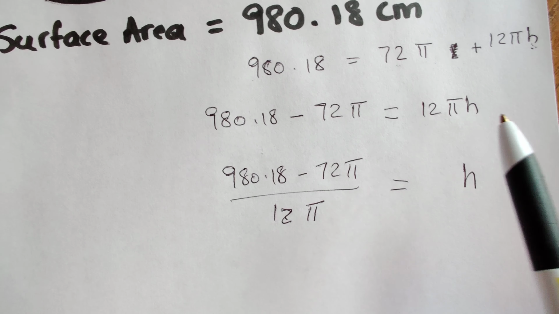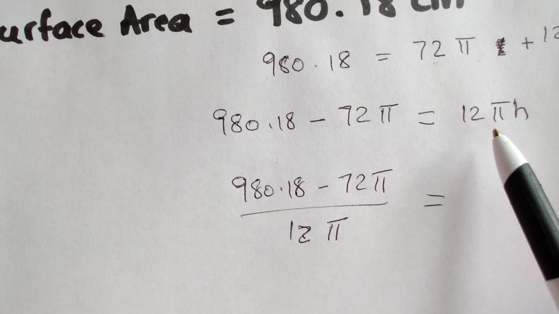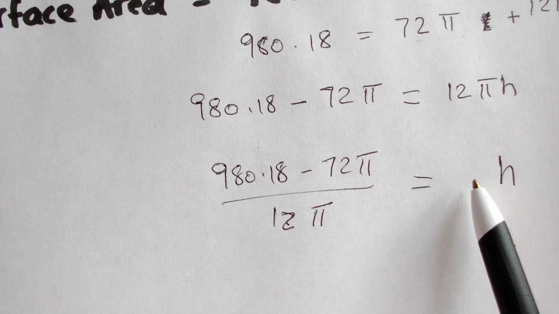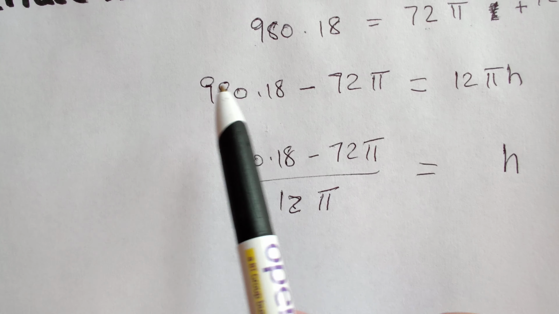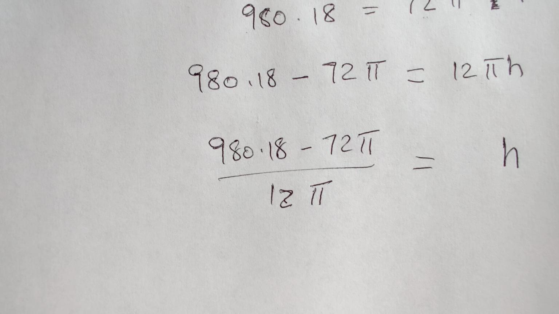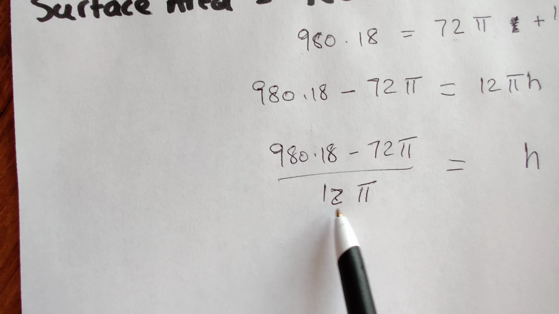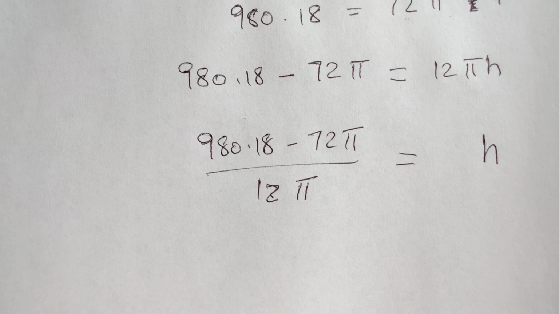So when we divided this by 12 pi, any number divided by itself is 1. So 12 pi divided by 12 pi is 1. That's why we're just left with 1h here, or just h. And then what we do to one side of the equal sign, we have to do to the other side as well. So that means we'll have to divide this here by 12 pi. So let's work this one out on the calculator and see what we get.